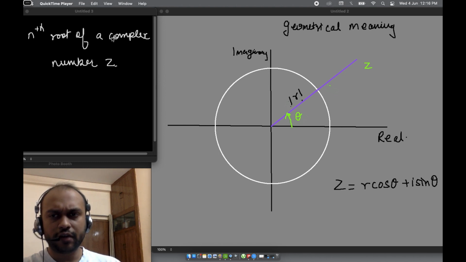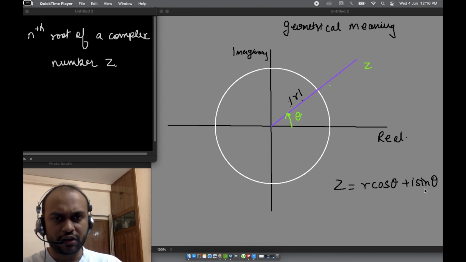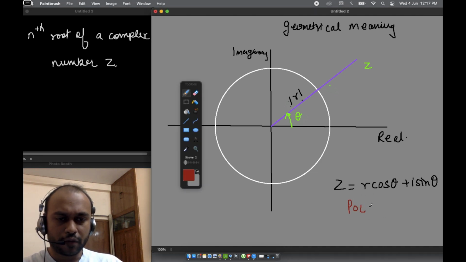First, let's understand the geometrical meaning of the nth root of a complex number z. This is an Argand diagram with the real axis on the x-axis and the imaginary axis on the y-axis. The polar form of z is written as r (cos theta plus i sin theta), where r is the modulus and theta is the argument, the anti-clockwise angle from the real positive x-axis. This is the polar form.